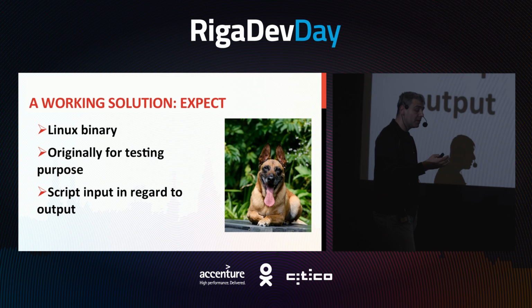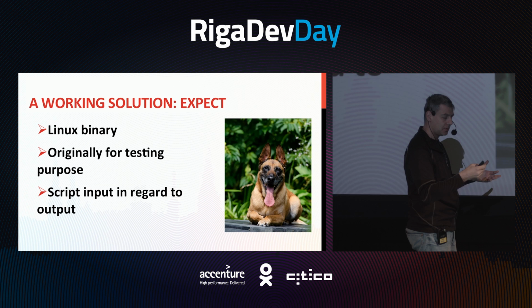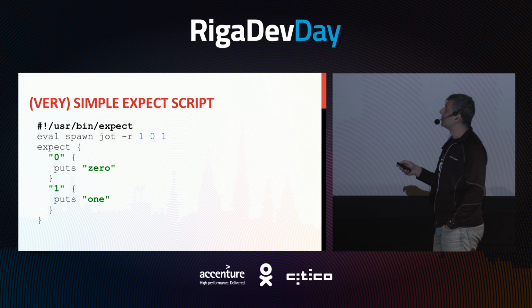Basically, you can script the output. You can script input regarding what you read on the command line, what you read on the output. It's quite easy. Here is a very simple expect script. So you tell that the shebang is expect. You will spawn a new process.